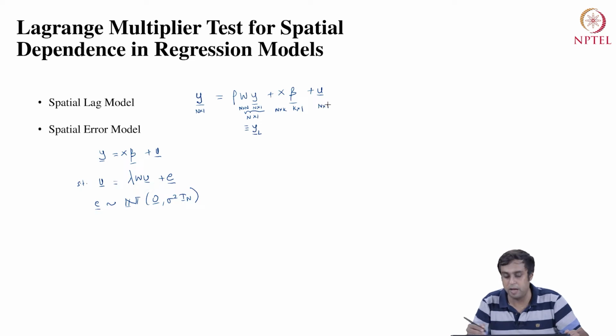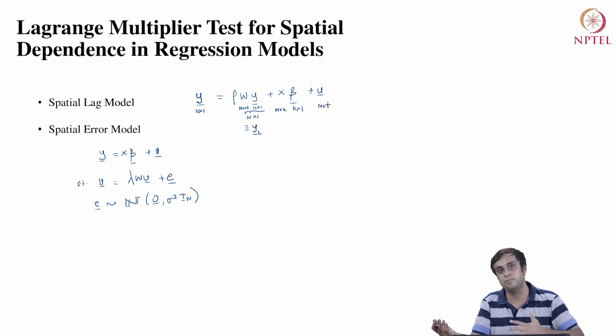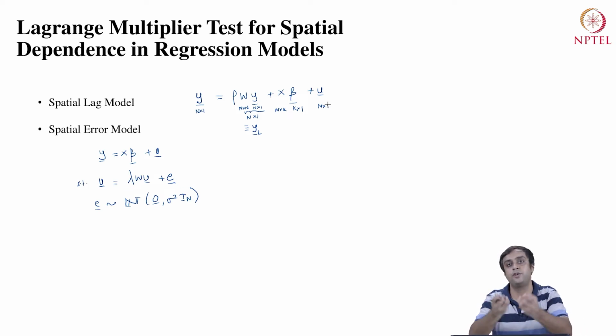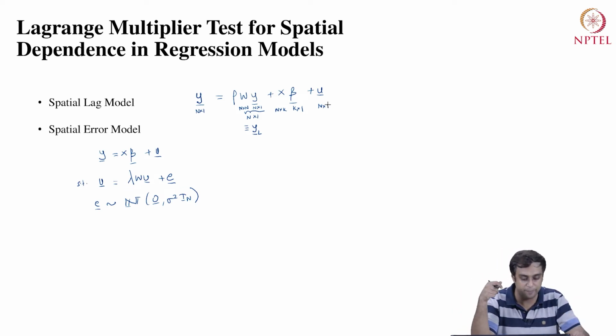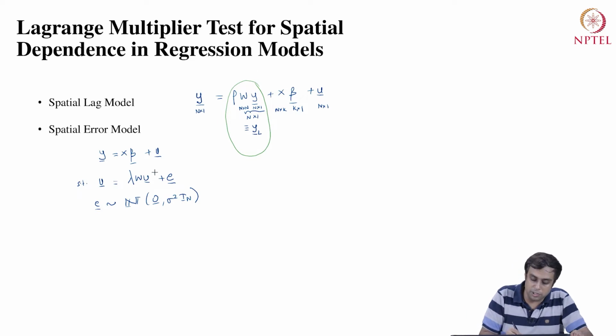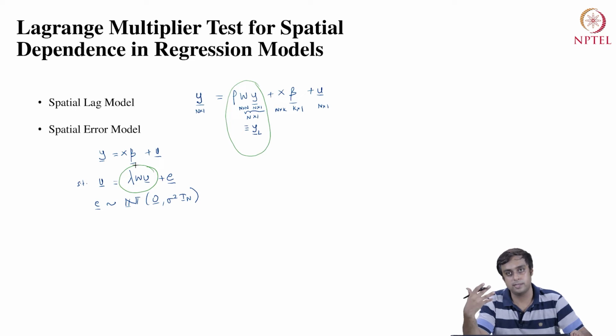U again is an n by 1 error term, which comprises everything that we could not model in this quest for measuring or explaining the variation in y. The spatial error model is slightly different. Instead of including the spatial effects in the mean outcome model, it includes such effects in the error process.